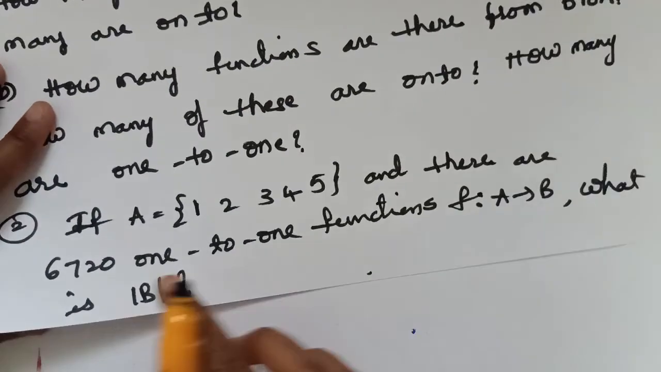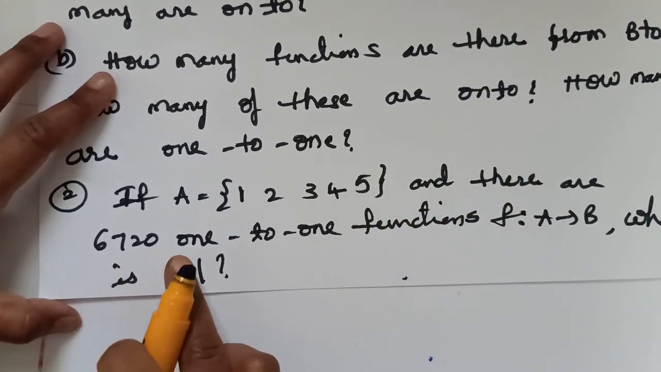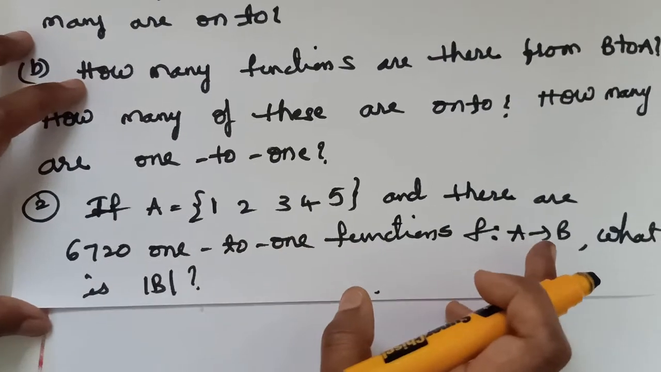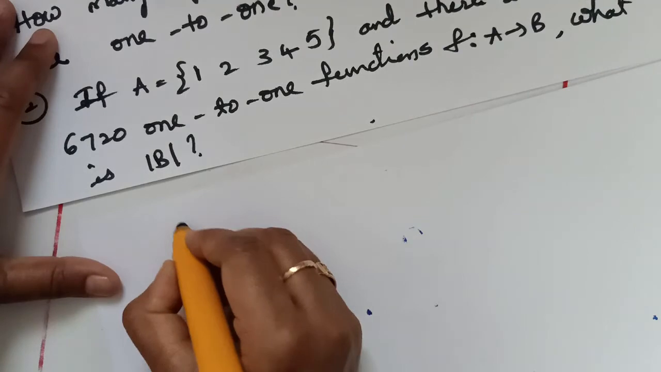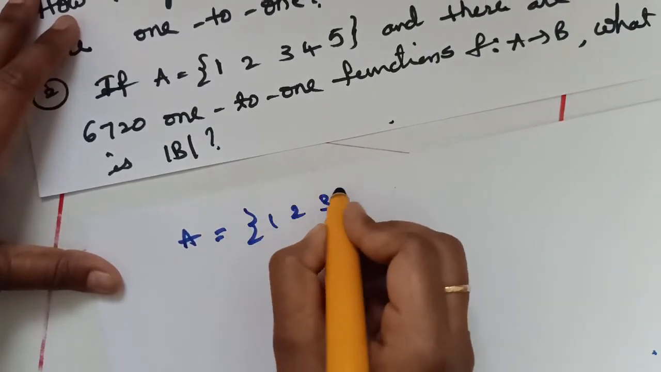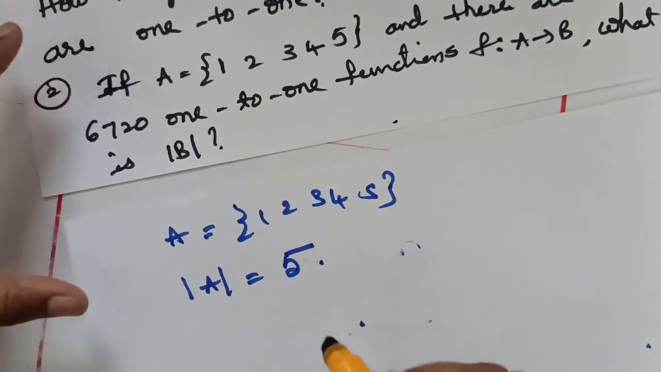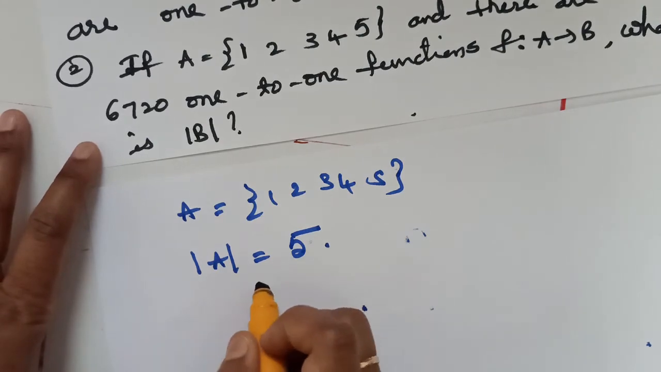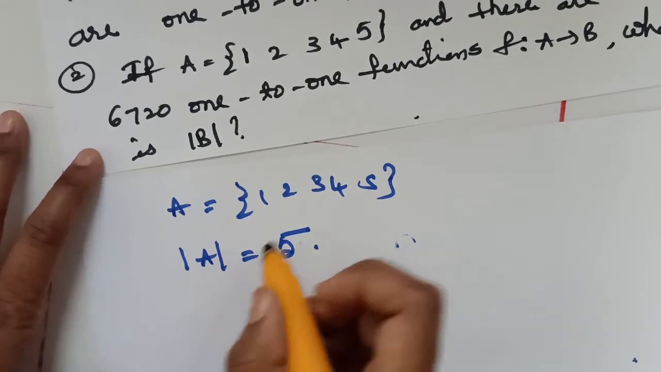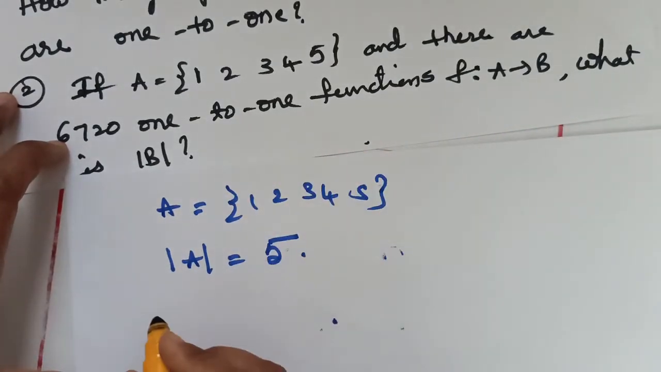Next one is the third problem. See, if A is equal to {1, 2, 3, 4, 5} and there are 6720 one-to-one functions from A to B, what is the cardinality of set B? Yes, A is equal to {1, 2, 3, 4, 5}. Cardinality of set A is 5. So there are 6720 one-to-one functions from A to B. What is the cardinality of set B?